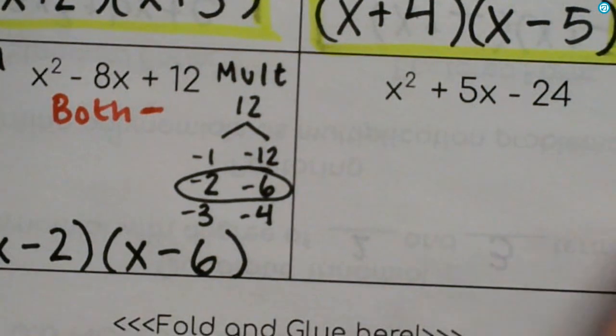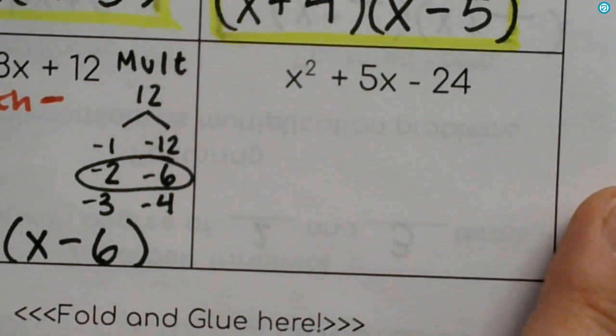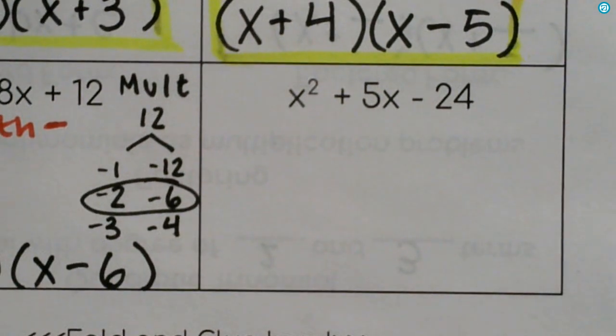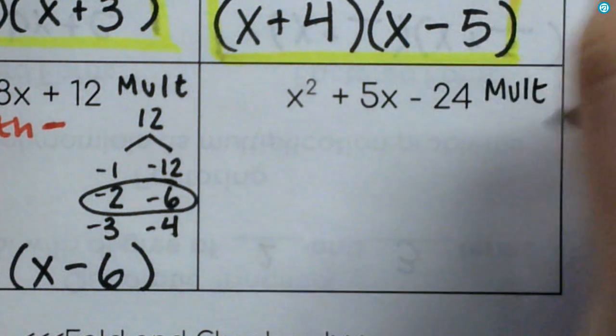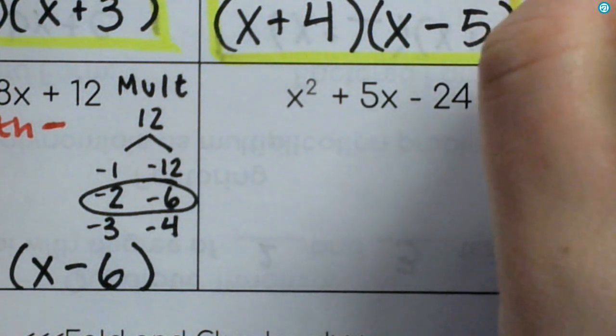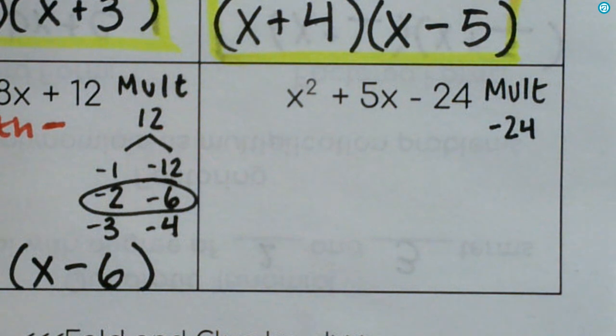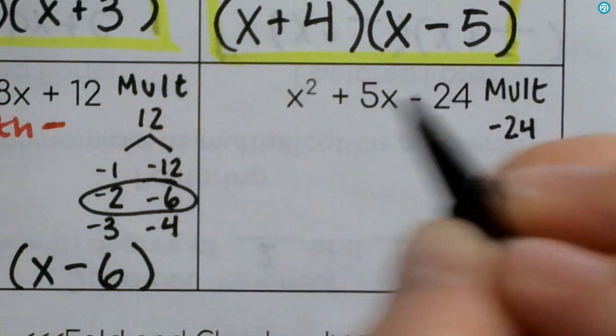Last one we've got on here. We've got x squared plus 5x minus 24. We need to multiply to the last, so we need to multiply to negative 24. We need to add to the middle, so we need to add together to be 5.